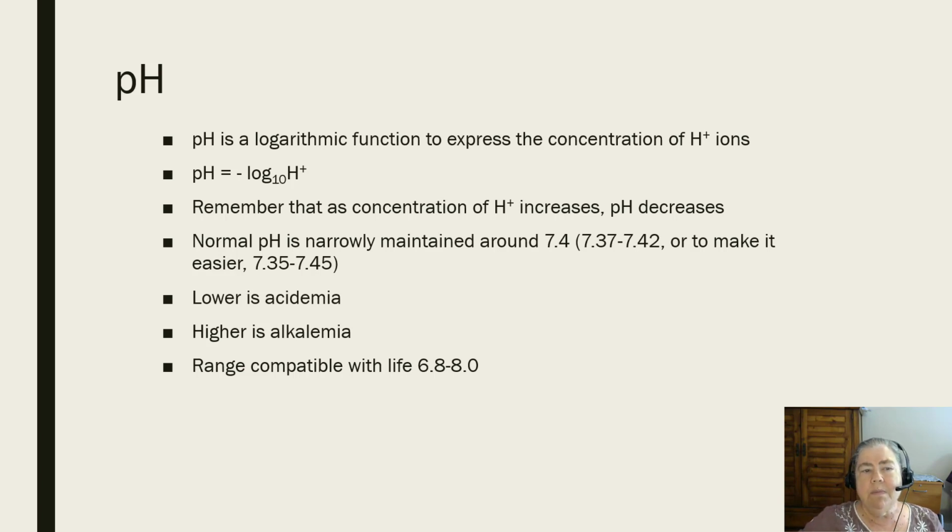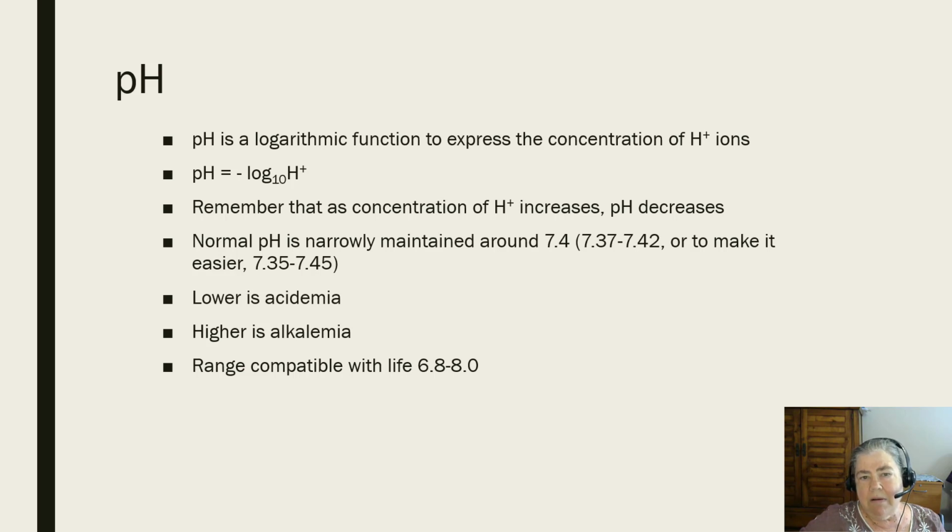So normal pH is around 7.4, and we will make it easy and say it's between 7.35 and 7.45, but it's even a little bit narrower than that. If pH is lower, that's acidemia, and if it's higher, that's alkalemia. And again, narrow range of compatibility with life.